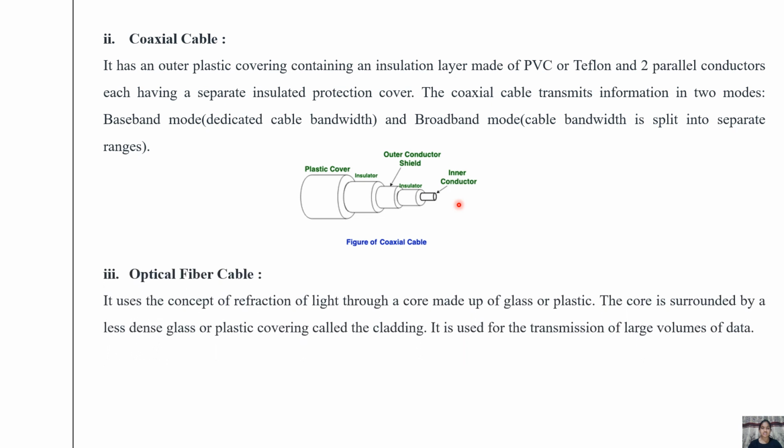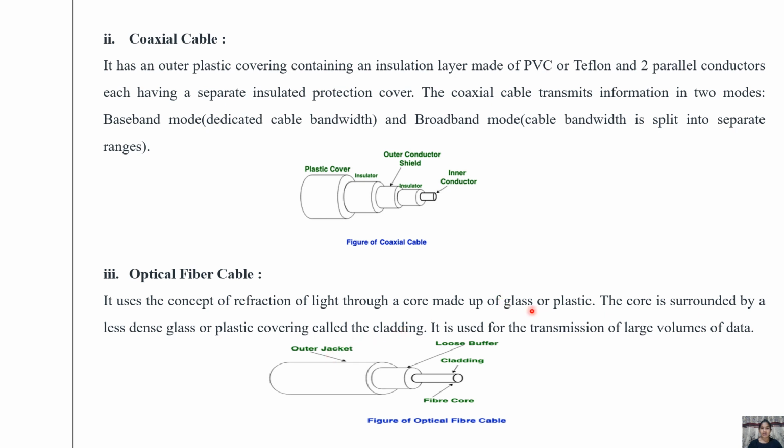The next one is optical fiber cable. It uses the concept of refraction of light through a core made up of glass or plastic. This is the core which is made up of plastic. The core is surrounded by a less dense glass or plastic covering called cladding. This is the cladding, which is covered by dense glass. It is used for transmission of large volumes of data.